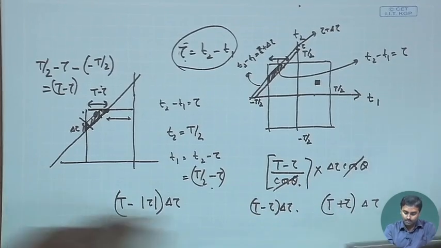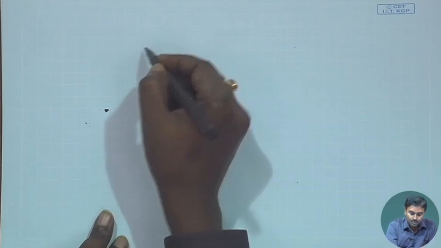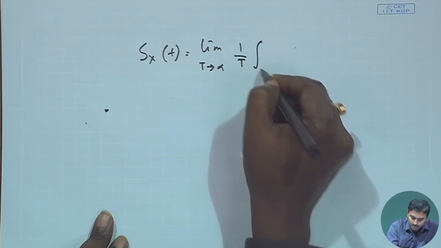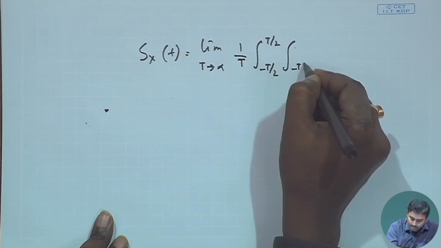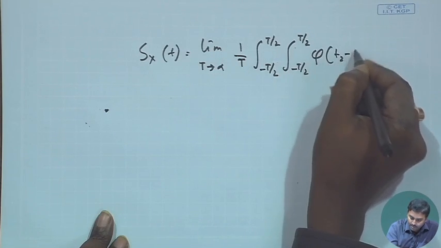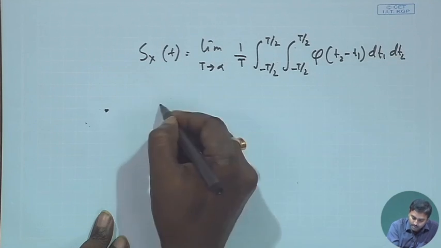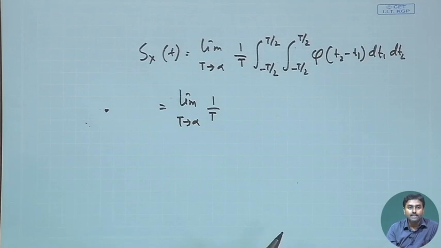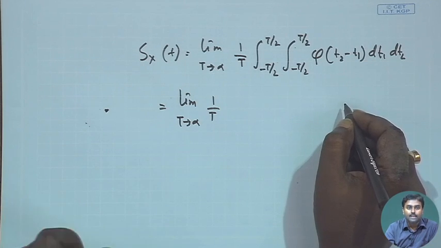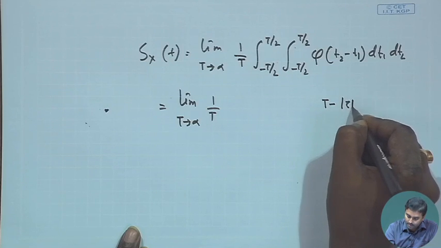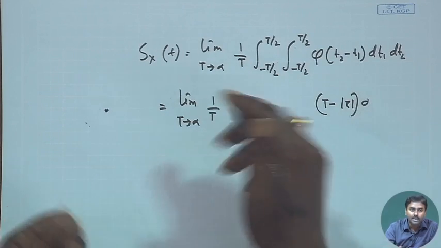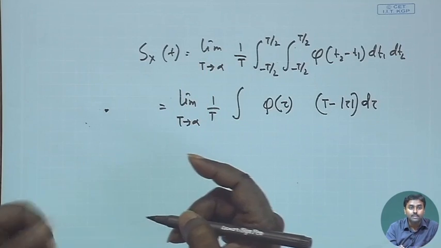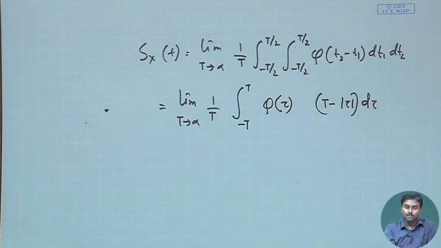Once this is the case, now I go back to my calculation. So Sxf was actually, I will write it one more time, limit t tends to infinity, 1 by t, integral from minus t by 2 to plus t by 2, again minus t by 2 to plus t by 2, phi of t2 minus t1 dt1 dt2. This integration can now be converted. This becomes a single integral over tau. The area for that integration is t minus mod tau, sorry, del tau, that becomes d tau, and this is already phi of tau, and the limit goes from minus t to plus t, that is what we have seen. So minus t to plus t, right?